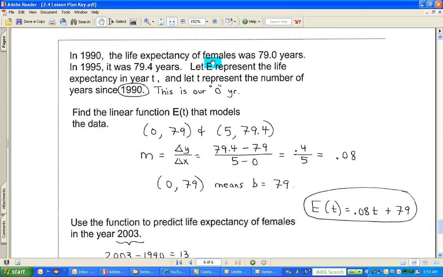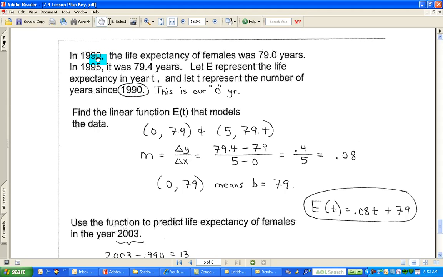Pay attention to the fact that E in this problem represents the life expectancy in year T of a female, and T is the number of years from 1990. So T is measuring the amount of time that's gone by from our beginning year. So 1990 is virtually our origin.